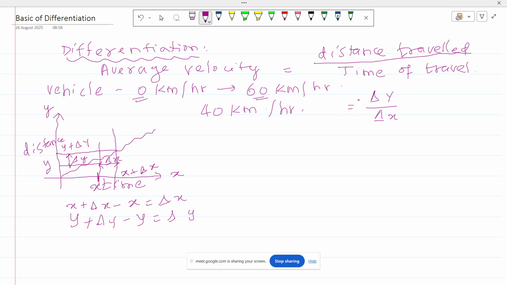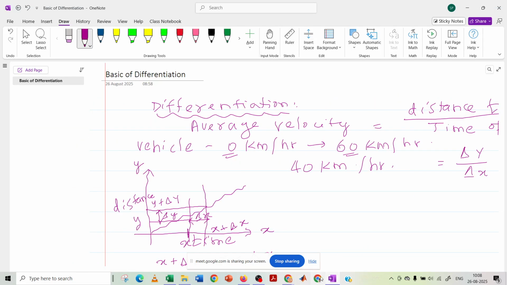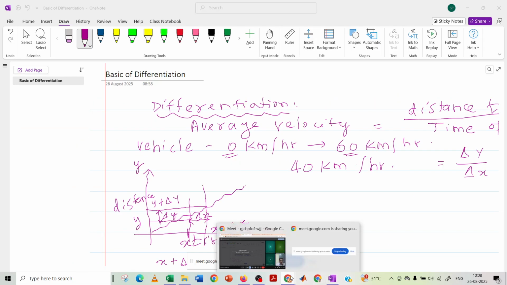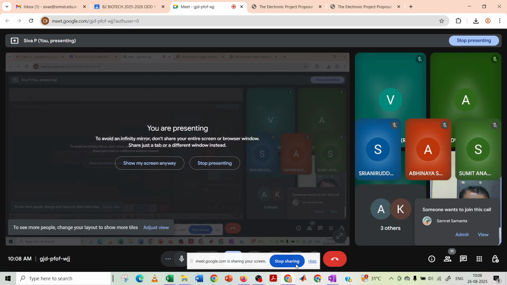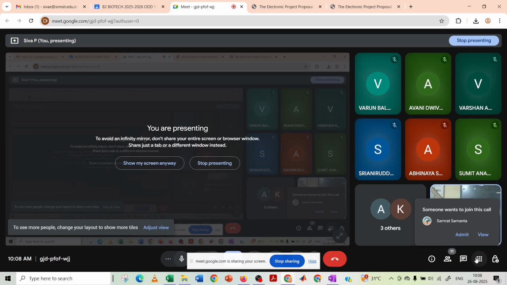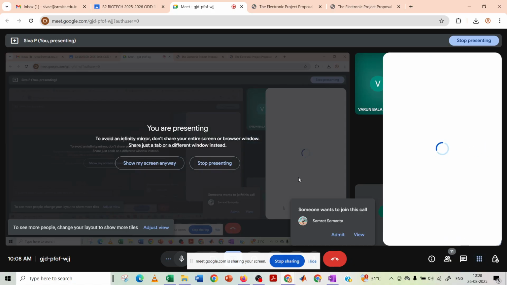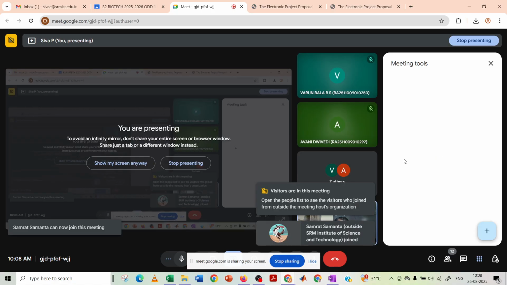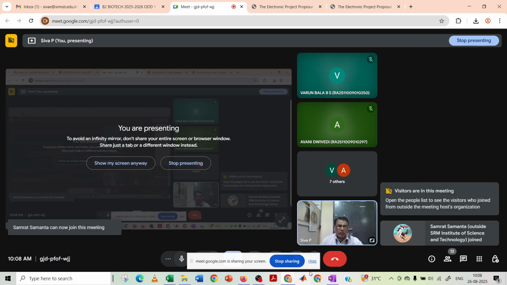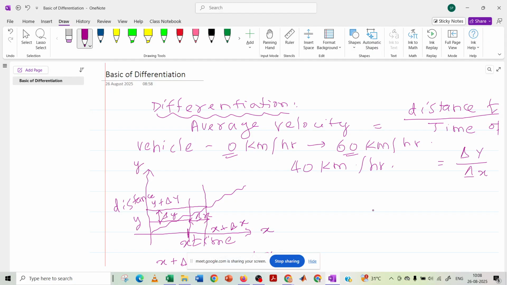Now we need to see that many of them are joining here, some of them may be waiting in the class. Need to change the view. Admit here, yes, one person has joined. Fine. Okay, we can continue now.